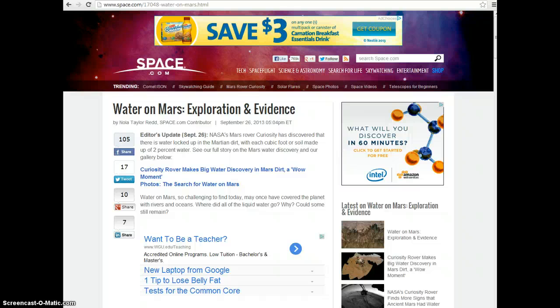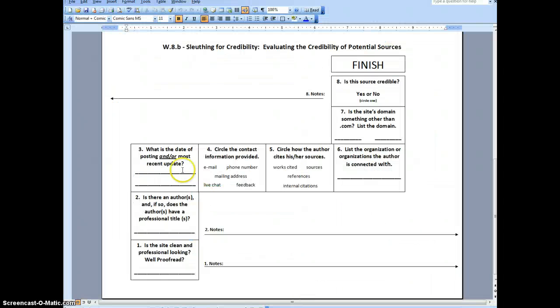So we know that they're a contributor, but just being a contributor to a website doesn't necessarily make me want to believe them right away. So over here, I'd say, yes, there is an author, and I'd put over here in the notes, Taylor Red. I could also even put that space.com contributor, but I would make some kind of an indication that that's not really a professional title. It is their job title, but it's not a professional title.